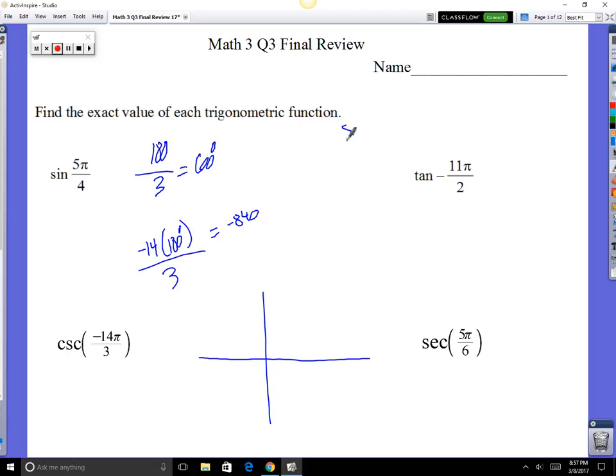So let's do this. 840. I know 720 is 2 spins. So if I take away 720, that leaves me with 120. So I have got to do 2 spins, and it's negative, so I gotta go this way. There's 1 spin, 2 spins, and now I gotta go 120, and 120 is like right there.